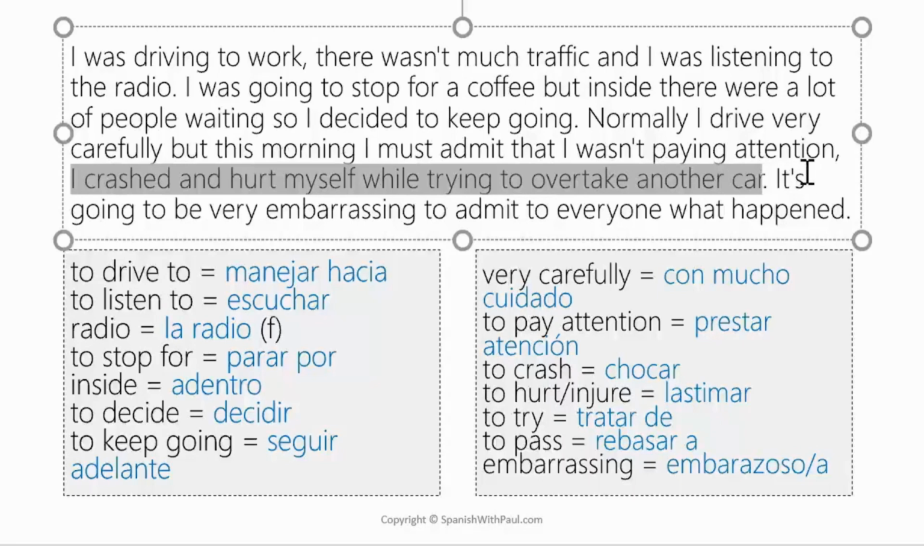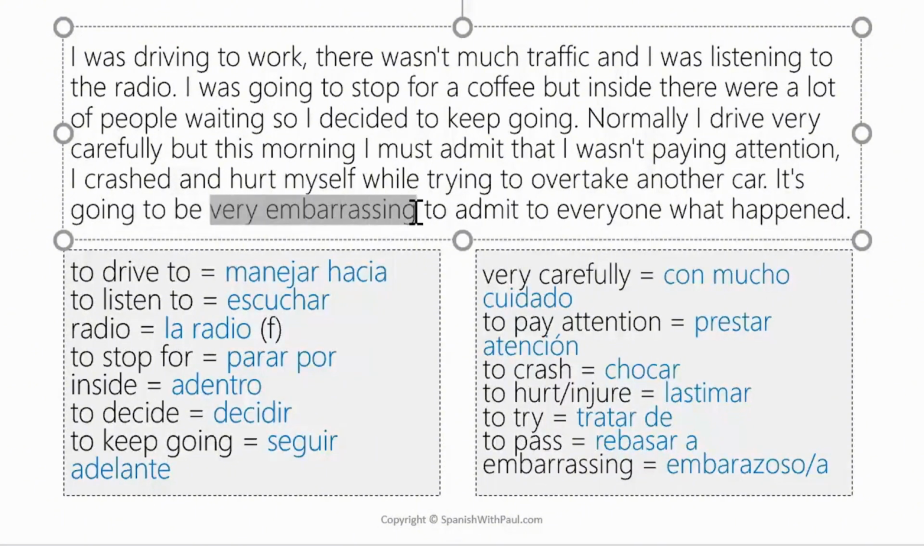Next up, we have modal verb structure. So it's going to be very embarrassing. It's going to be va a ser. Very embarrassing. Muy embarazoso. Or if you're female, you'll say muy embarazosa. To admit, admitir. And then to everyone, you can say a todos or a todo el mundo. Either way is correct. Then we have what happened. It would be lo que pasó. So to happen is pasar, and happened in the past as the simple past pasó.